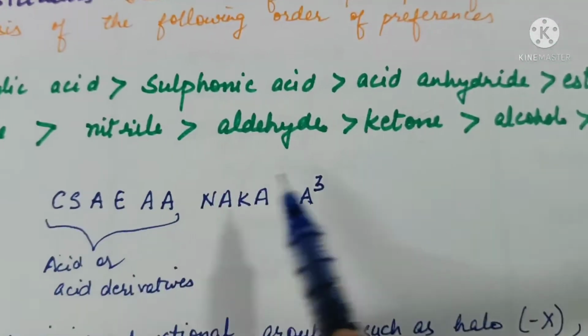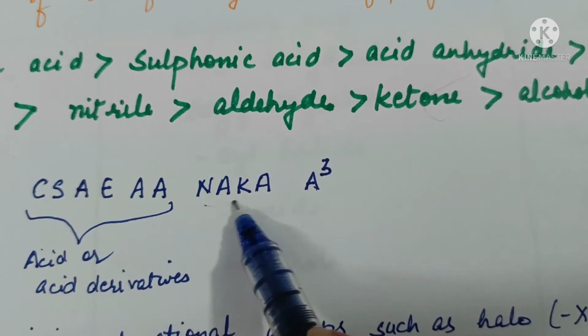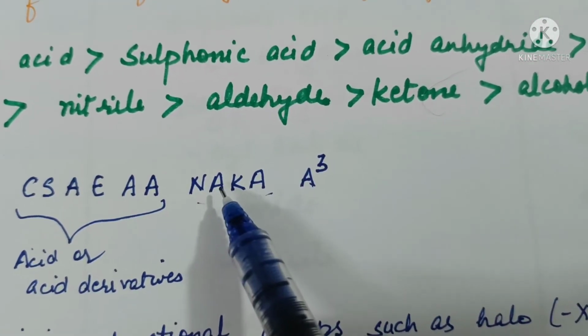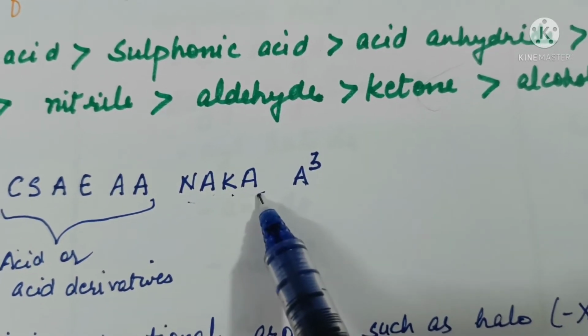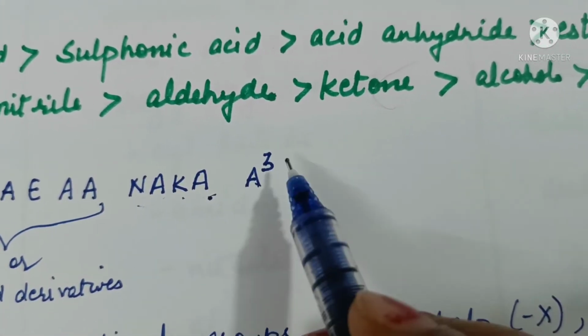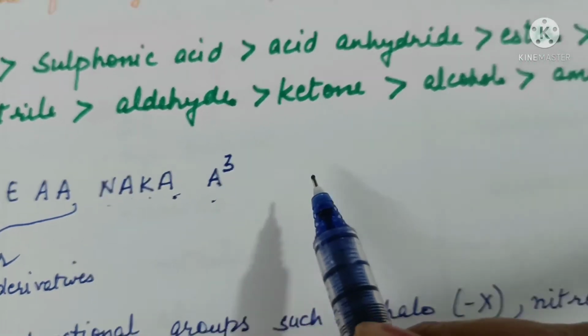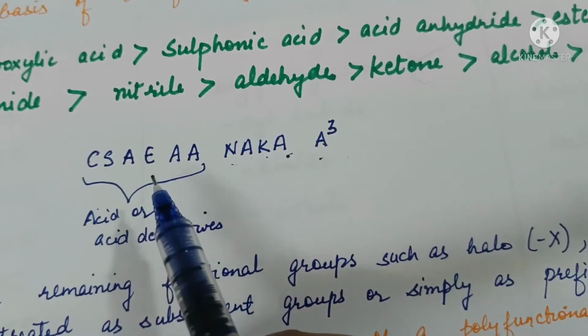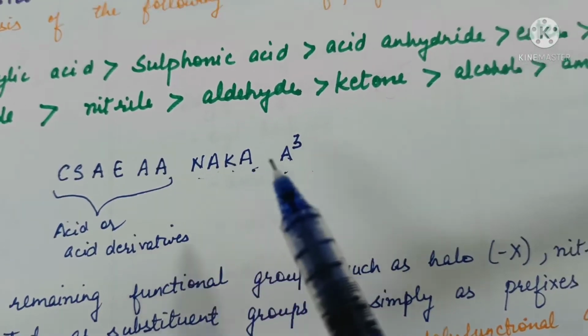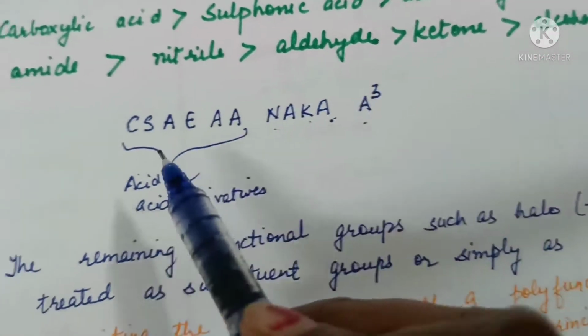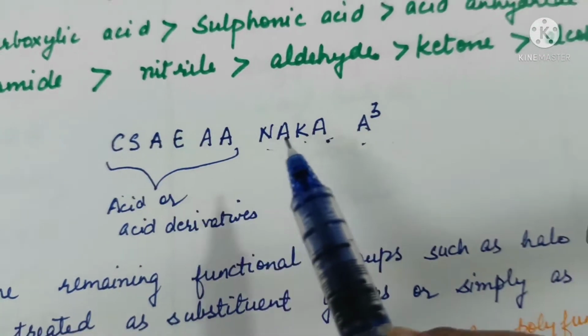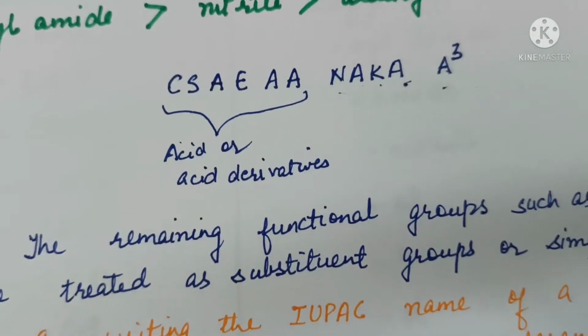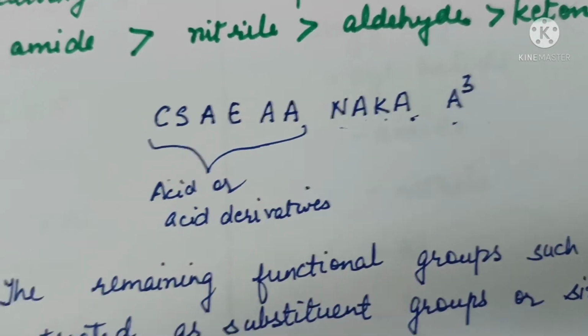Then the next four we will write as NaCa, for nitrile, aldehyde, ketone, alcohol. And then A cube is for amine, alkene, and alkyne. So CSAEAA, NaCa, A cube, or CSAEA square, NaCa, A cube. This is how you can remember the sequence.